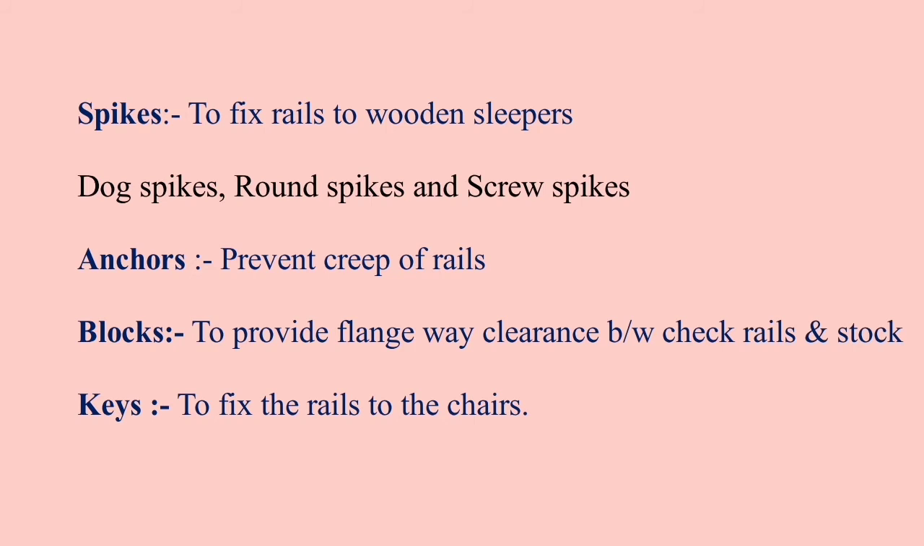Now the sixth one, anchors or anti-creepers. Anchors are provided to prevent the creep of rails. Blocks. Blocks are used to provide flangeway clearance between the check rails and stock rails. And keys. Keys are used to fix the rails to the chairs. They may be metal keys or wooden keys.